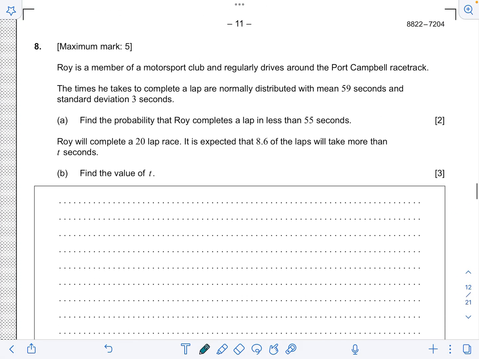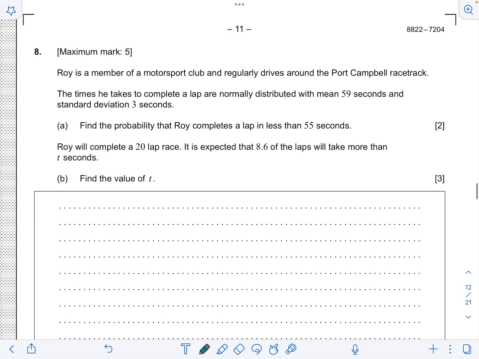Okay, moving on to number 8. Here we are doing some probability. Roy is a member of the Motorsports Club. His lap times are normally distributed. So I'm going to write T is normally distributed with a mean of 59 and a standard deviation of 3. We write that as 3 squared if we're writing it in this form. We want the probability that he completes his laps in less than 55 seconds. So we're looking for the probability that T is less than 55.